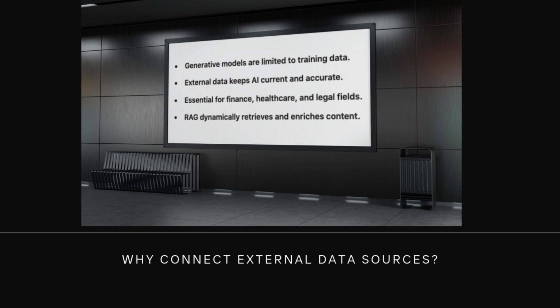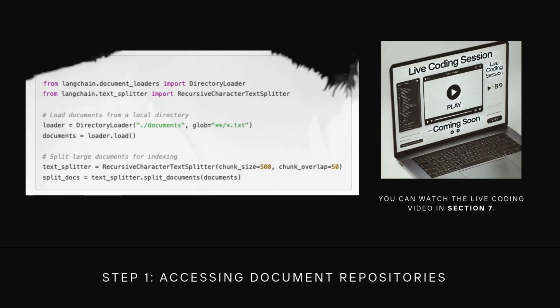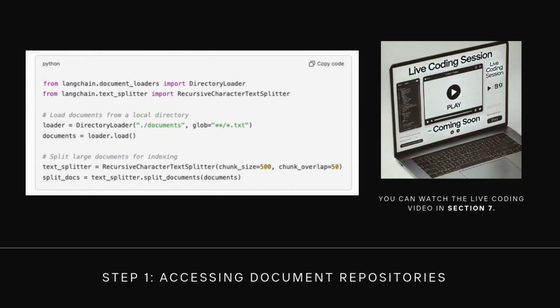By pulling data from external sources, RAG models can dynamically retrieve documents, structured data, and API outputs, enhancing the relevance and accuracy of generated content. Step 1. Accessing document repositories. One of the simplest ways to integrate external data is through document repositories. Let's walk through how to index and retrieve documents from local or cloud-based repositories.